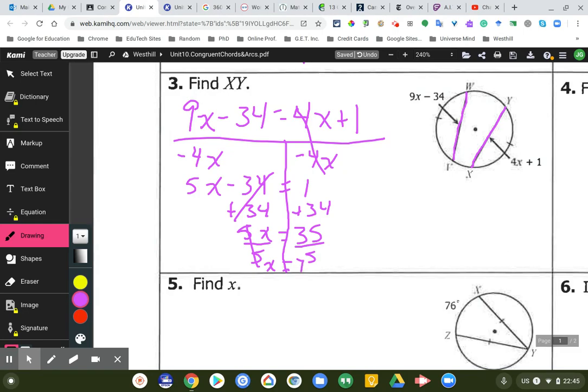Now, I said before, we have to take this x now. We have to sub it into this equation over here for x, which is now 7, plus 1. Okay. And 4 times 7 is 28.